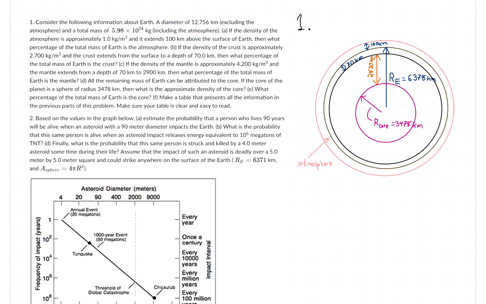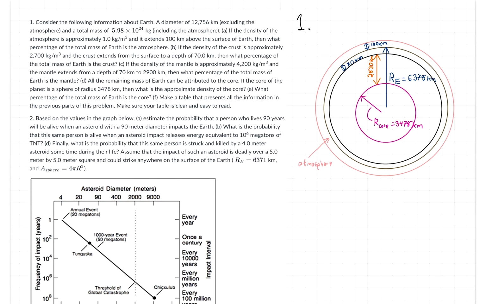In the first part, we're told that the density of the atmosphere is 1 kilogram per cubic meter, which is not very dense because, of course, it's a gas. And we're told that it extends to a height of 100 kilometers above the surface of the Earth. Okay? And then in part B, we're asked about the crust, given the density of the crust, 2,700 kilograms per cubic meter, so 2,700 times denser than the atmosphere. Of course, it's a rock, so of course it's much denser than air. And we're told that it has a thickness of 70 kilometers, so it extends from the surface down 70.